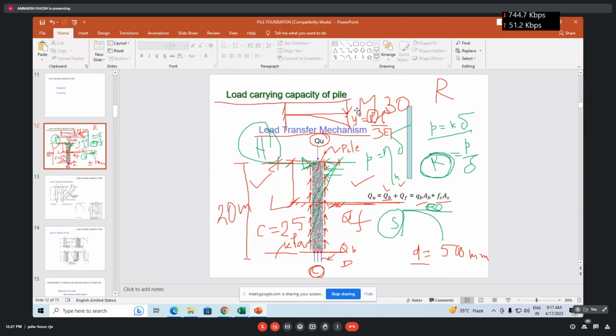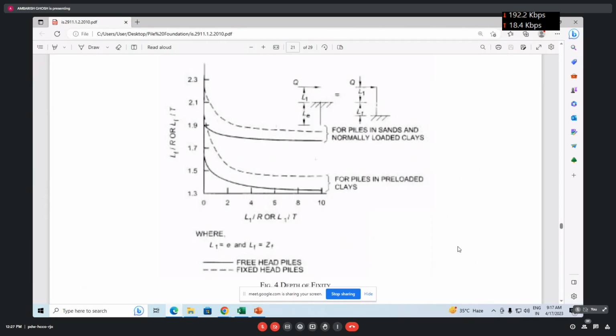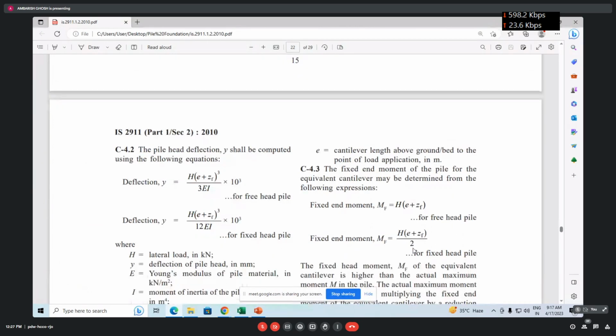Load multiplied by the depth of fixity here, isn't it? Yes, 312, sir. So L is known, the fixity depth, but in reality it is not the case. So that's why you go to C 4.2. Here the formula is there.